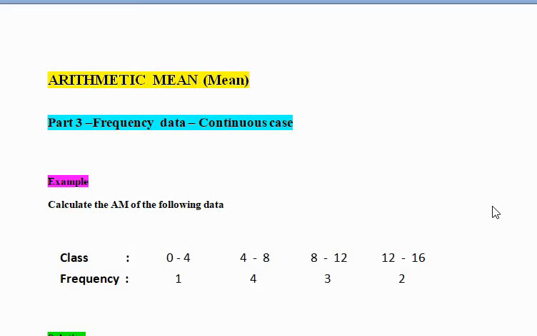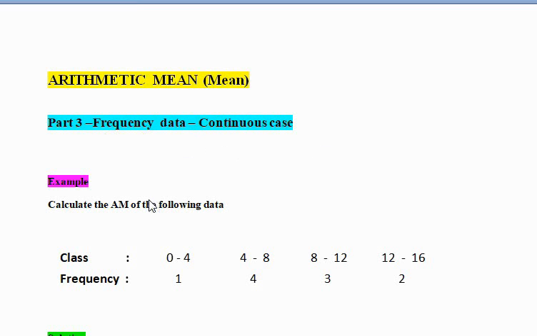Today we are going to deal with the topic arithmetic mean. Now we are in part 3, frequency data, continuous case. In part 1 we discussed individual data. In part 2 we discussed frequency data in the discrete case. Now in part 3 we are going to discuss frequency data in the continuous case.